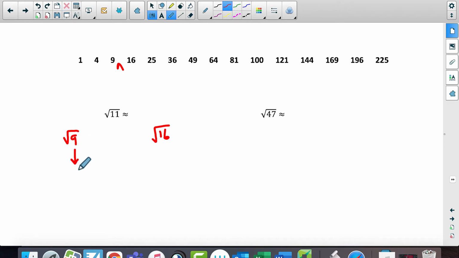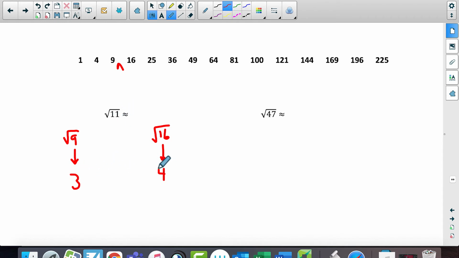What is the square root of 9? We're looking for a number that multiplies by itself to get 9. It's 3. Or here's another way you could do it. 1, 2, 3. It's the third number over in the list, so the square root must be 3. What's the square root of 16? What number multiplies by itself to get 16? 4. Or if you want, 1, 2, 3, it's the fourth number over, so 4 times 4 equals 16. So the square root of 11 must be between 3 and 4.